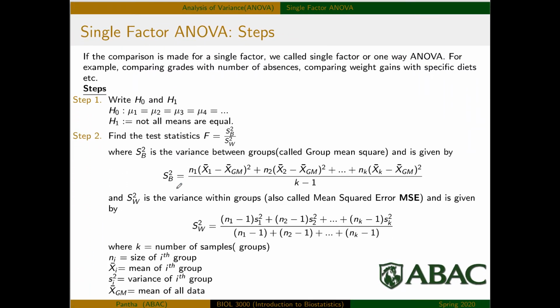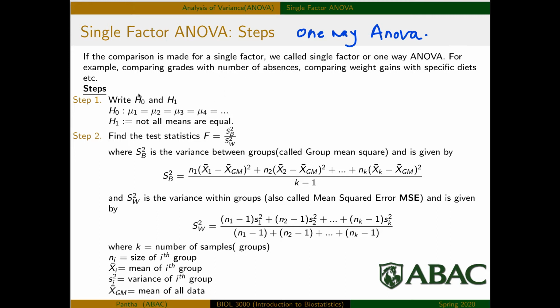Single factor ANOVA. What do you mean by single factor ANOVA? We also call it one-way ANOVA. What does that mean? If the comparison is made for a single factor, we call it single factor ANOVA. For example, comparing grades with number of absences, comparing weight gains with specific diets. So you are comparing the means under only one category, or you say only one factor. Okay, then that is the one-way ANOVA.